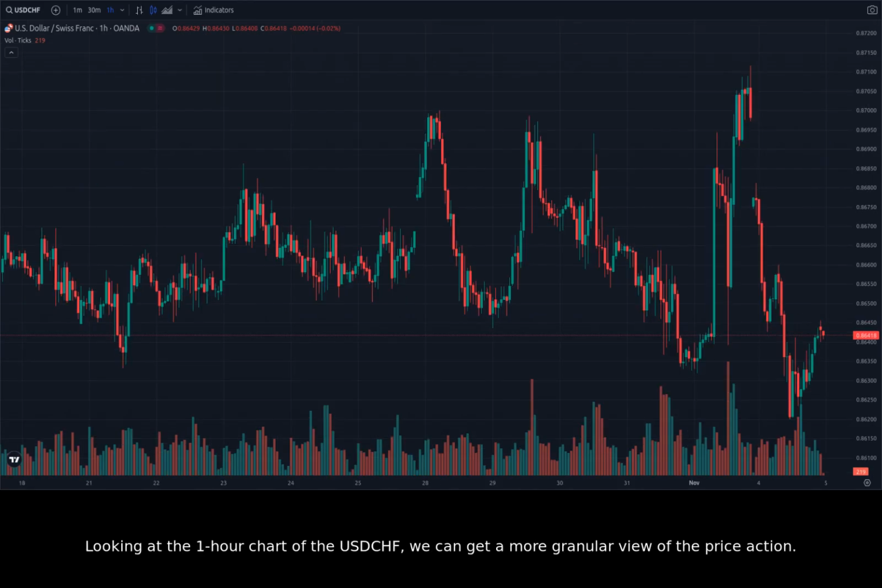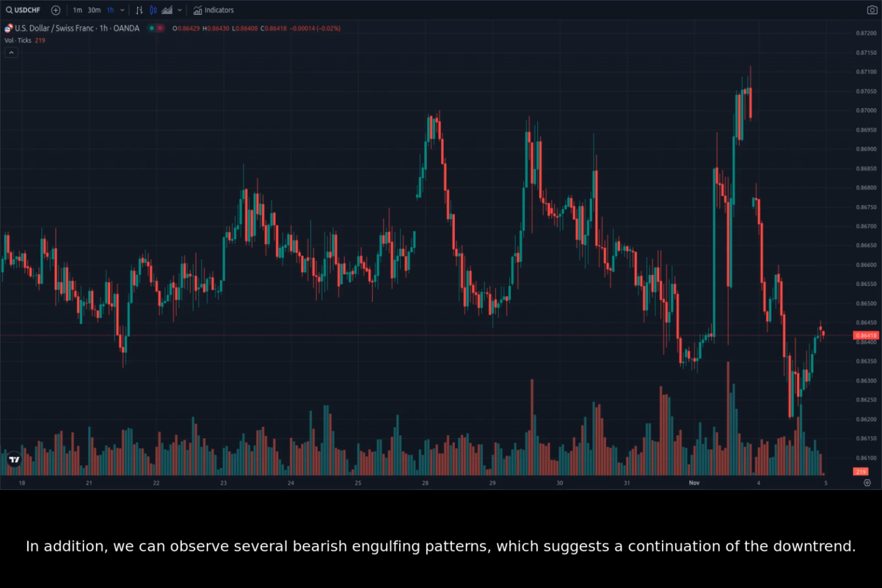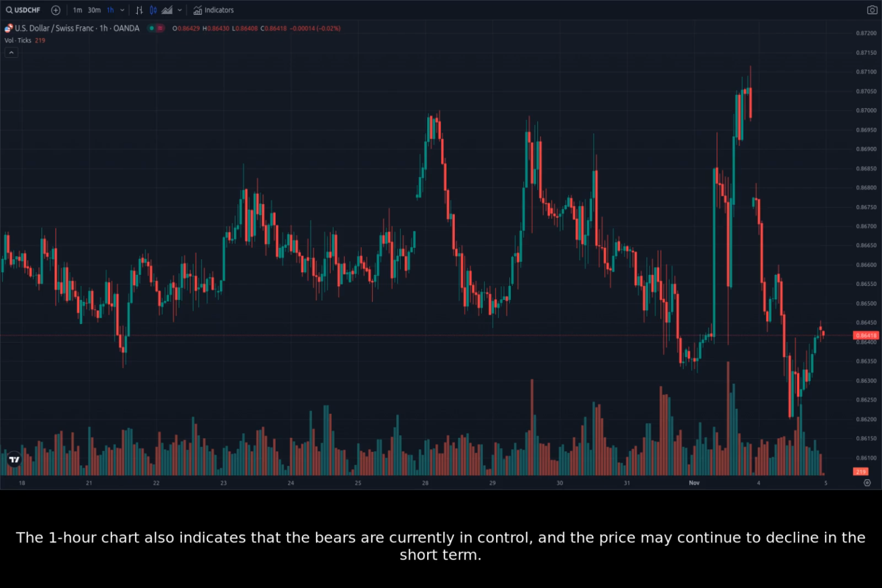Looking at the one-hour chart of the USDCHF, we can get a more granular view of the price action. The downtrend is clearly evident on the one-hour chart, with the price consistently moving lower. We can see that the one-hour chart is confirming the break of the 0.8600 support level, which we observed on the daily chart. In addition, we can observe several bearish engulfing patterns, which suggests a continuation of the downtrend. The one-hour chart also indicates that the bears are currently in control, and the price may continue to decline in the short term.